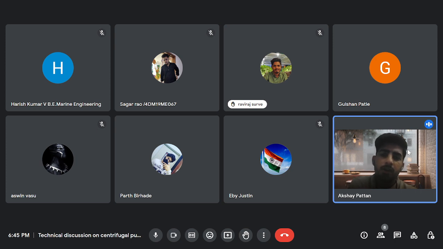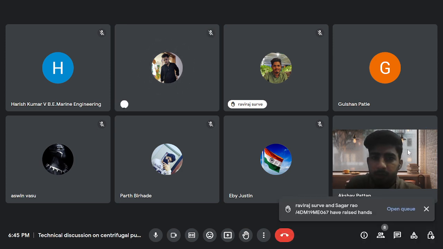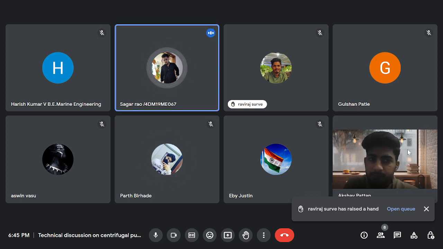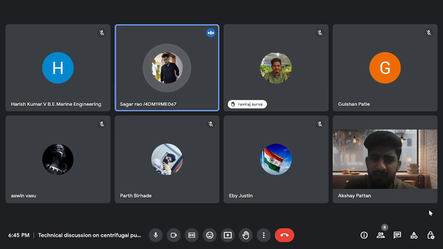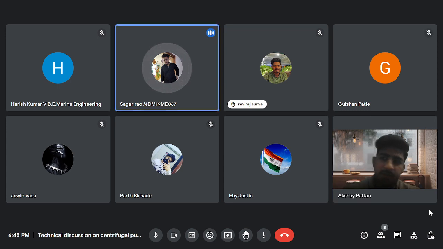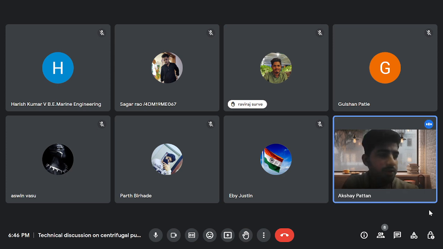Okay, so I'm asking where on board ship in marine, that is about aviation. Actually, Gulshan was asking. Yeah, go ahead, Sagar. I just wanted to ask one thing: in a fire engine, which type of pump is used? The red engine, the emergency fire pump. Is it single acting or double acting? Actually, I'm not clear on this. Sorry.